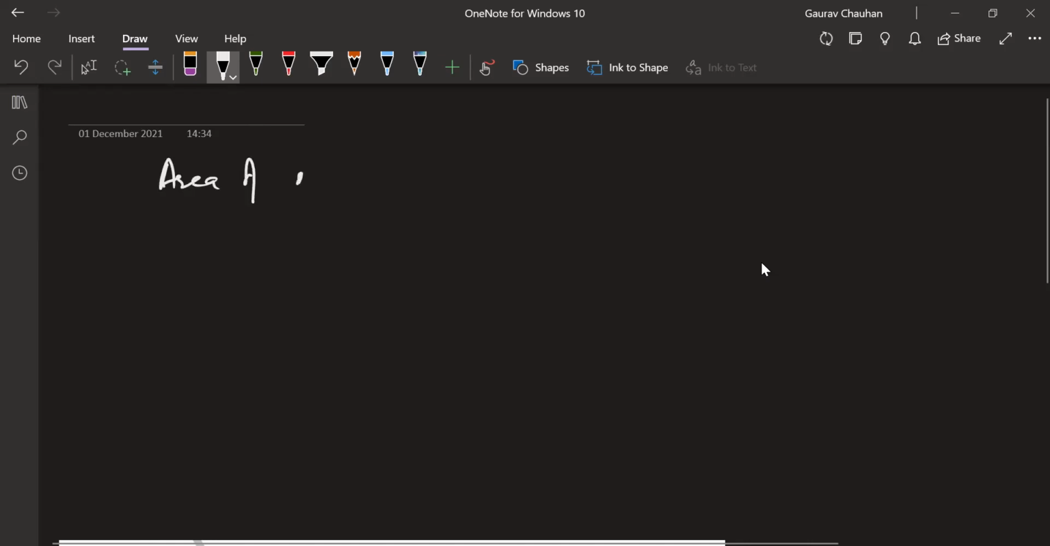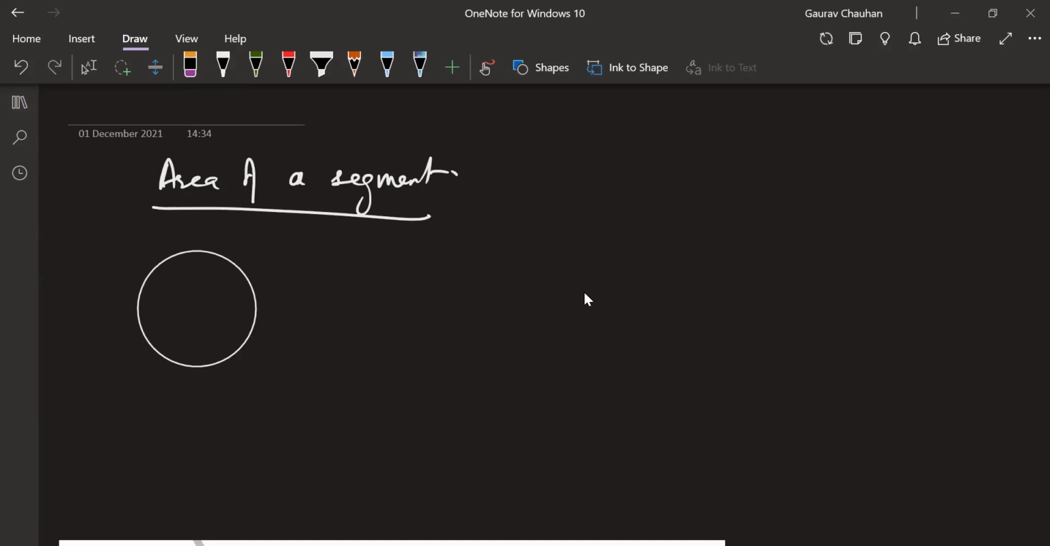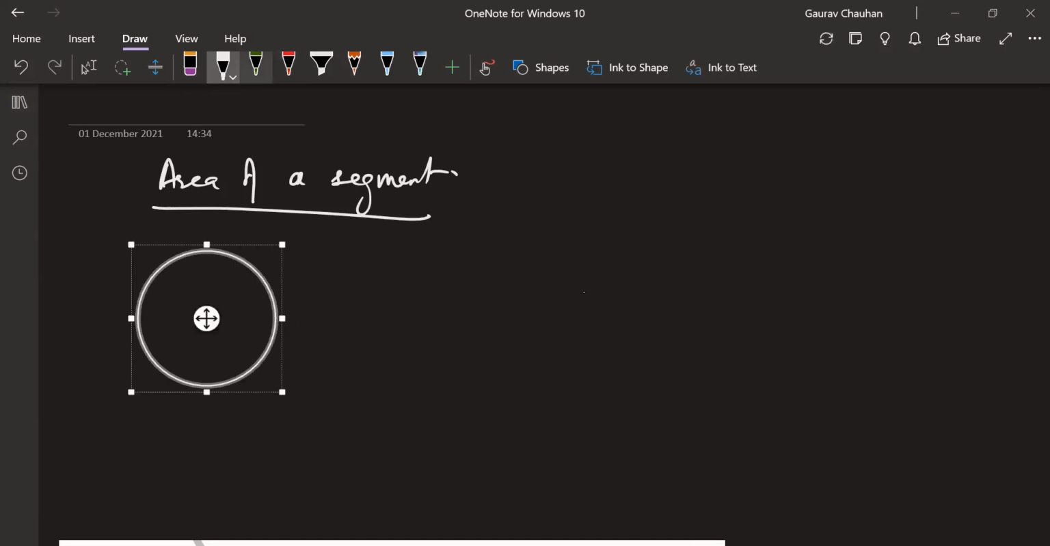Okay, area of a segment. Just so that we understand conceptually what we have to find when we do area of a segment, I want your attention on the board, please. What do I mean when I say area of a segment? Have your eyes on the board. Now this is a sector. This full thing is a sector, PQ.